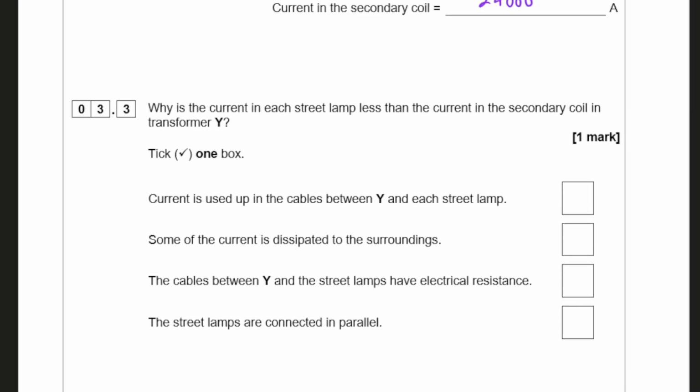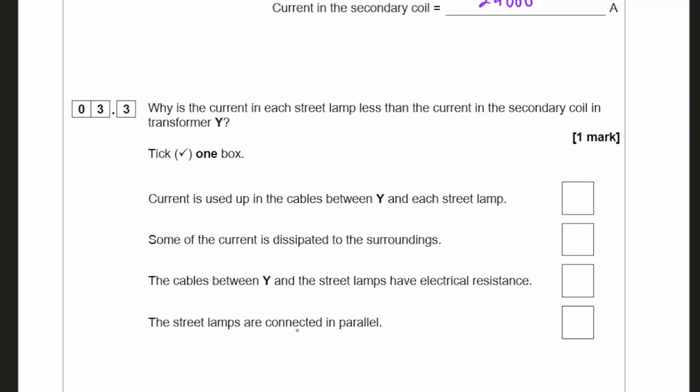So why is the current in each street lamp less than the current in the secondary coil? Current is used up in the cables between Y and each lamp. Current is not used up. Some of the current is dissipated to the surroundings. The heat is dissipated, not the current. The cable between Y and the street lamps has electrical resistance that would reduce the current, but if it's reducing it, that means eventually you won't have enough power later on.